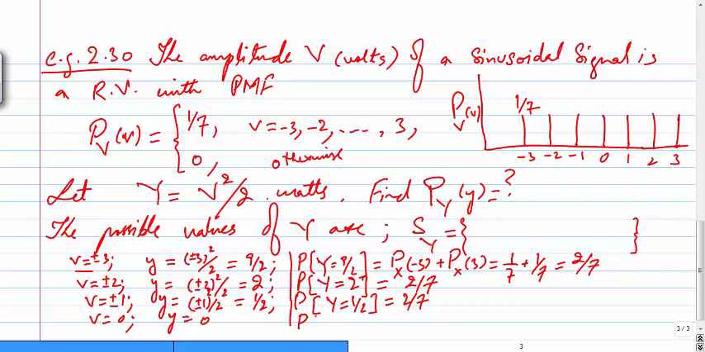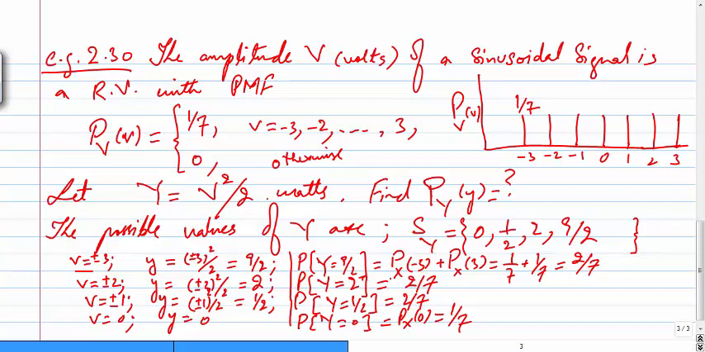because there are 2 points. So the last one is capital Y is equal to 0. It has only one output, that is f(x) of 0, which is equal to 1 by 7. So this means that the possible range becomes 0, and then 1 by 2, then 2, then 9 by 2. So this is the possible range.